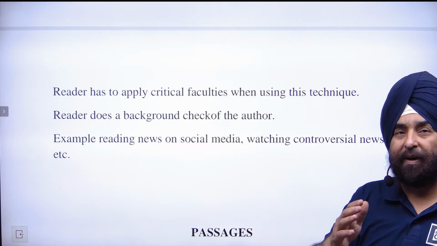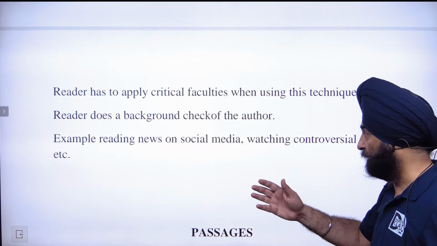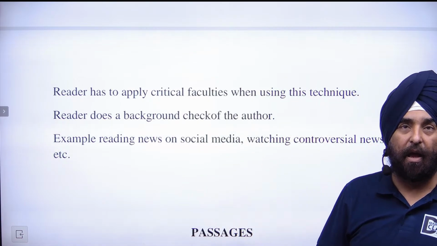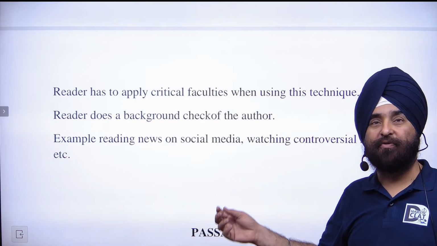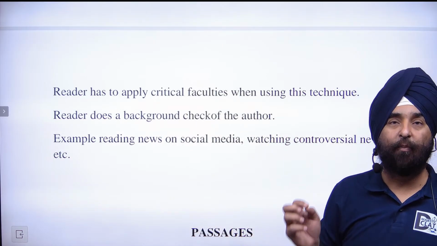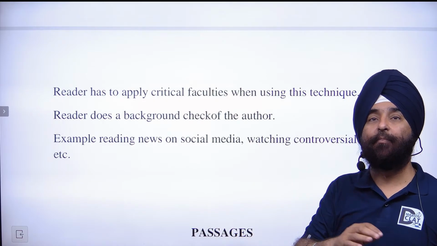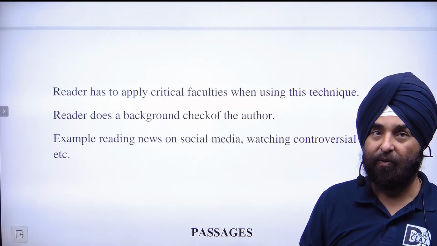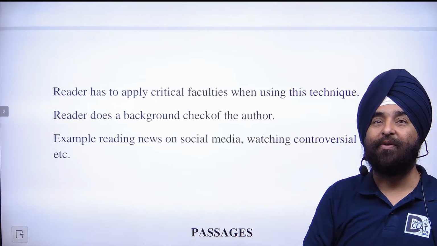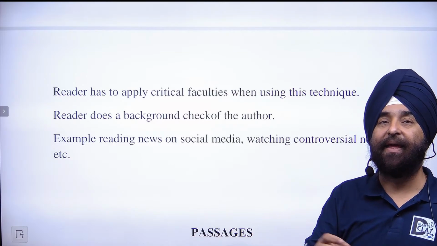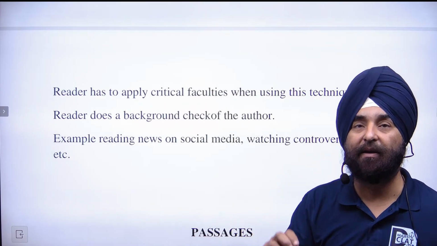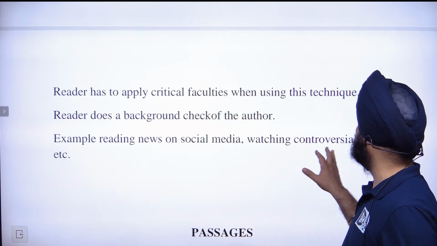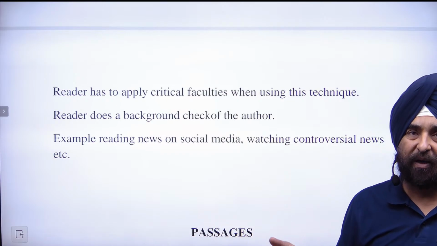Also, as an example, you can take reading news articles or news on social media. Many times we come across many such fake informations, and we also find people being misled on the basis of that information. Why are they misled? Because they have not read it critically, and they have simply believed in what they have read or heard. Similarly, watching controversial news or some advertisements.